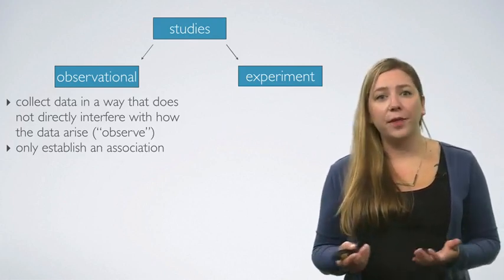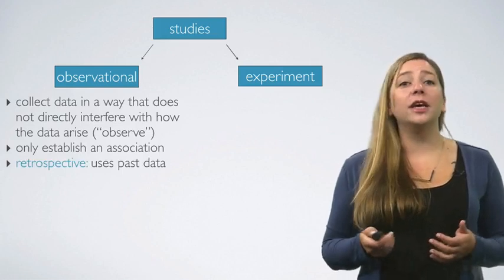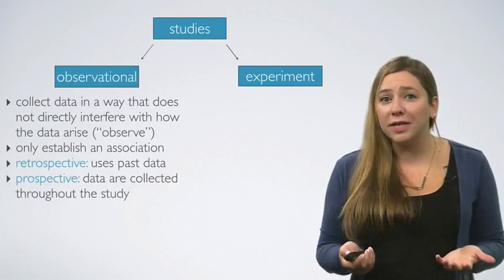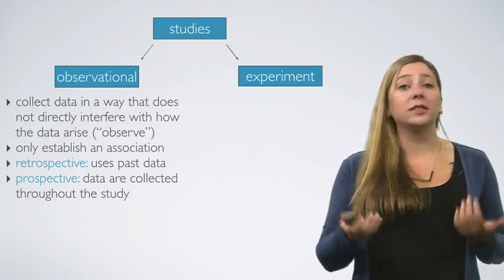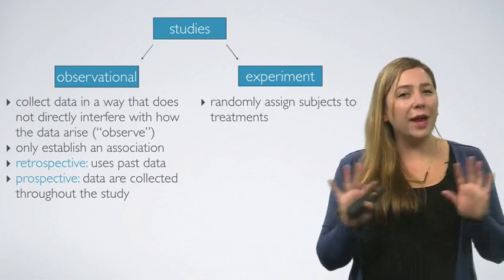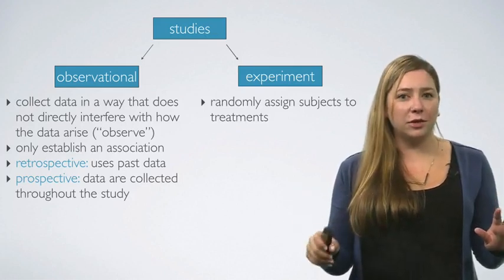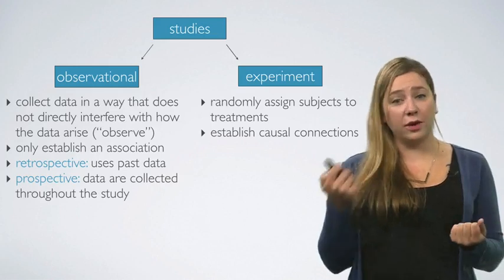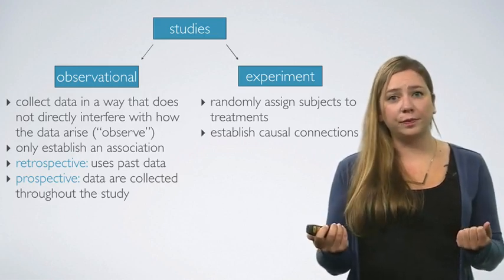response variables. If an observational study uses data from the past, it's called a retrospective study, whereas if data are collected throughout the study, it's called prospective. In an experiment, on the other hand, researchers randomly assign subjects to various treatments and can therefore establish causal connections between the explanatory and the response variables.